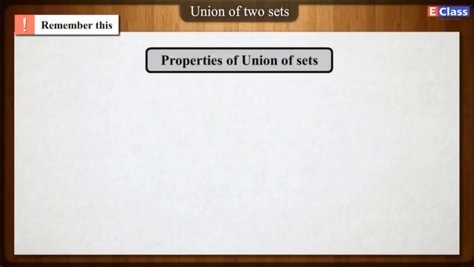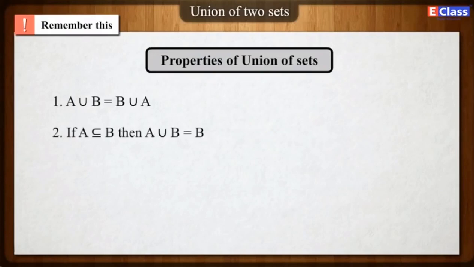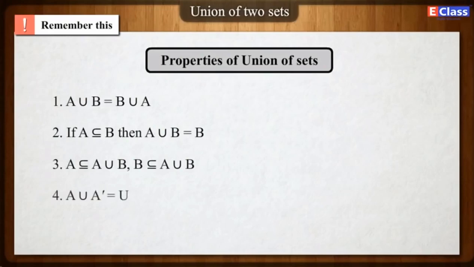Remember this. Properties of union of sets. 1. A union B is equal to B union A. 2. If A is a subset of B, then A union B is equal to B. 3. A is a subset of A union B. B is a subset of A union B. 4. A union A complement is equal to universal set. 5. A union A is equal to A.